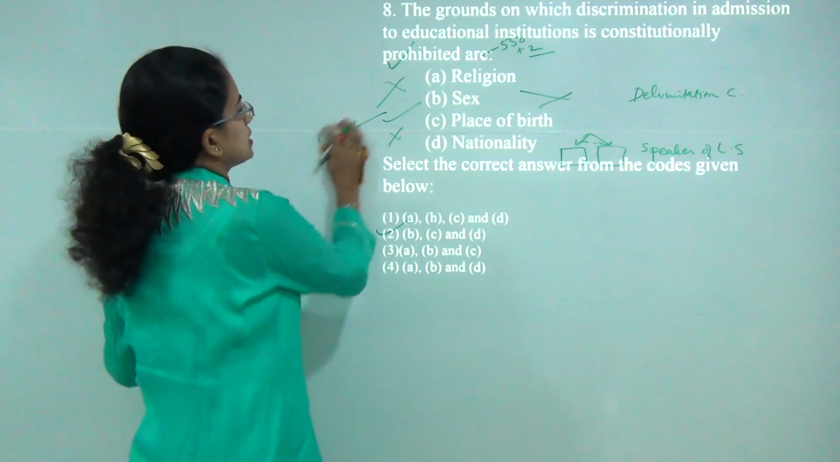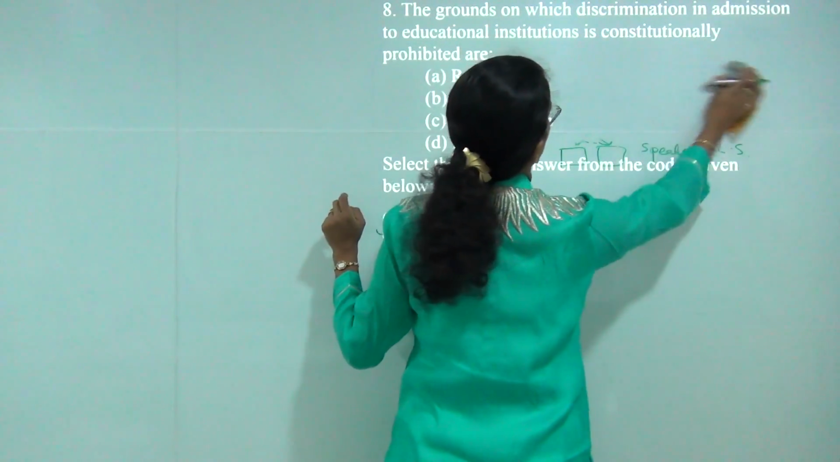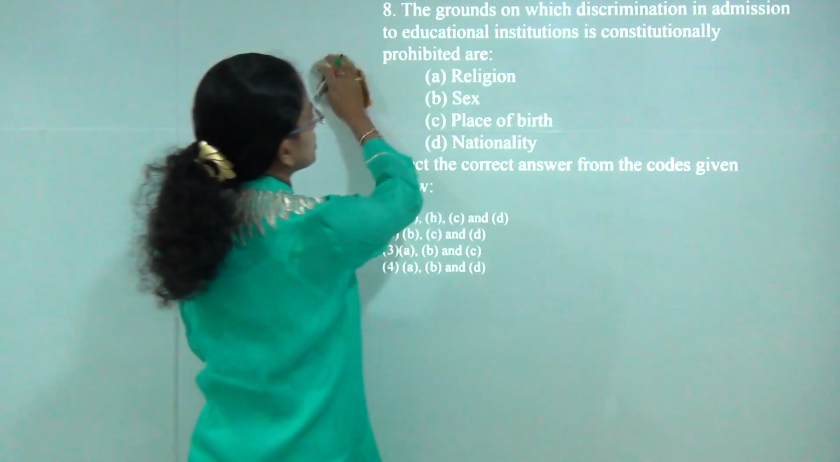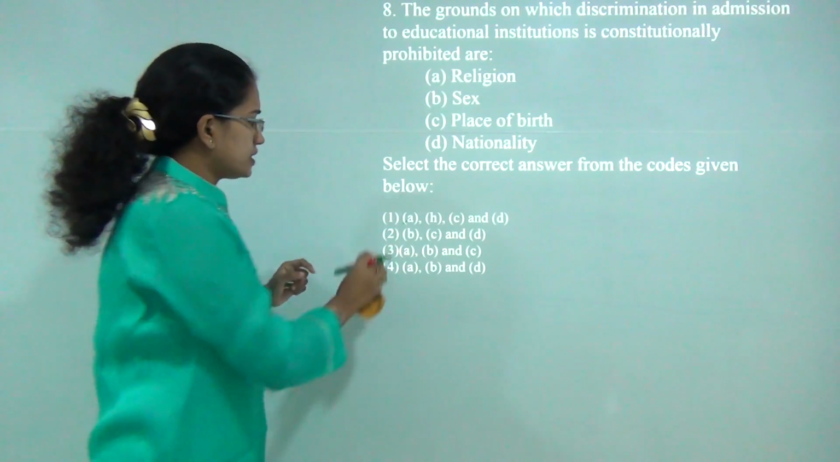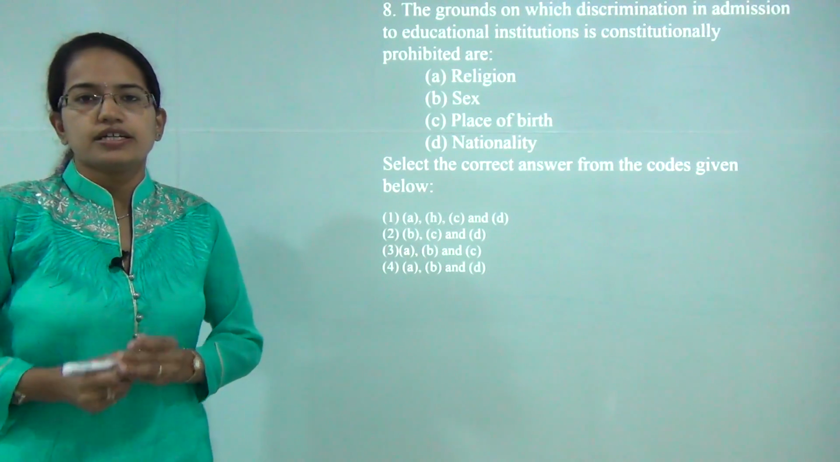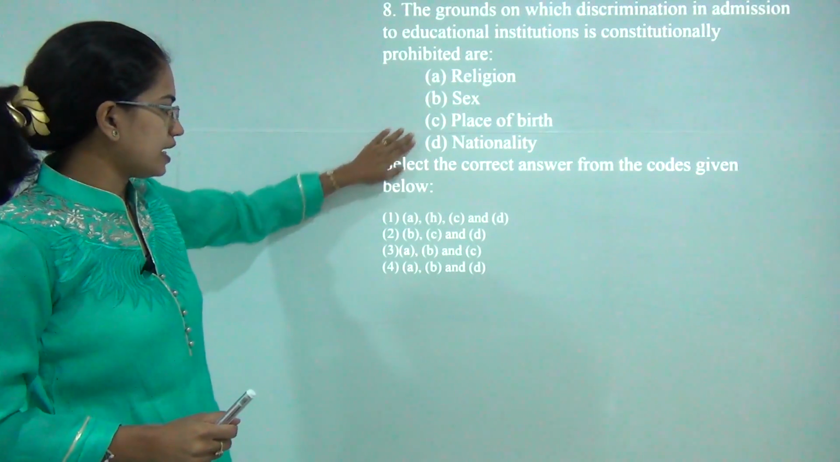The next question is again based on political science. On which ground is discrimination in admission to educational institutions constitutionally prohibited? Now this question is based on the right to equality. So under the right to equality you have religion, sex and place of birth. So the answer would be A, B and C.